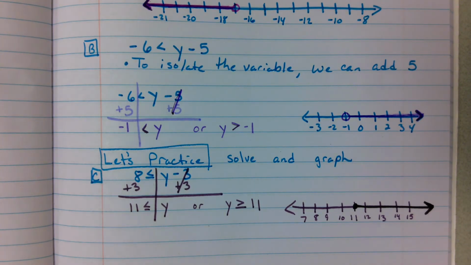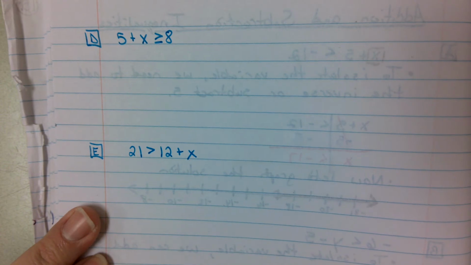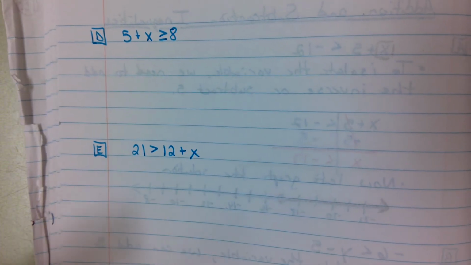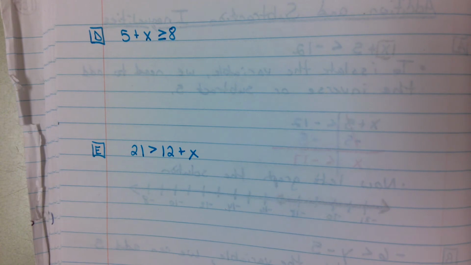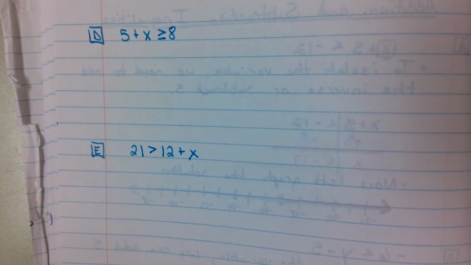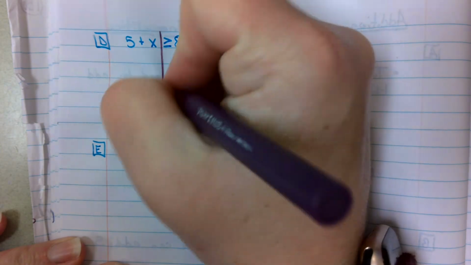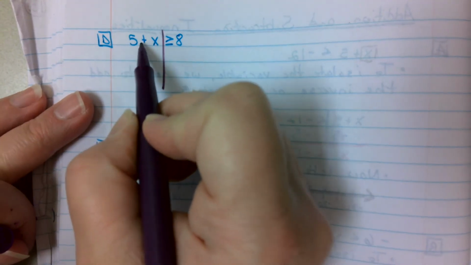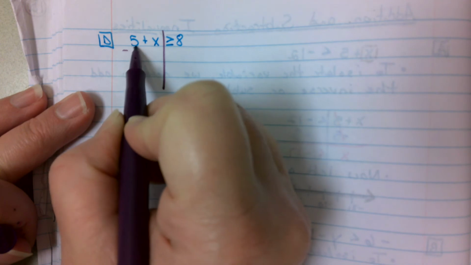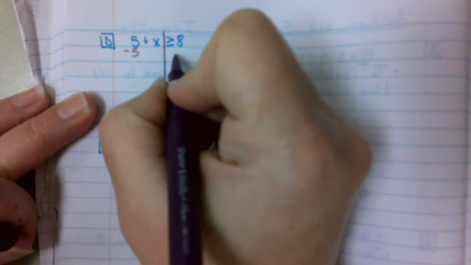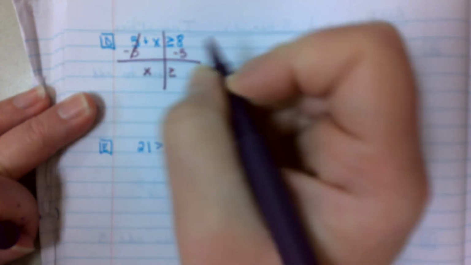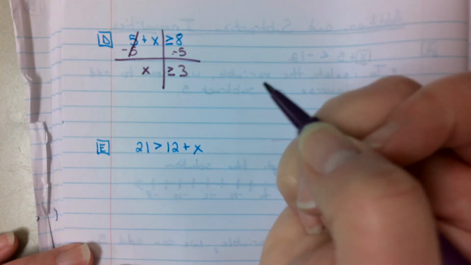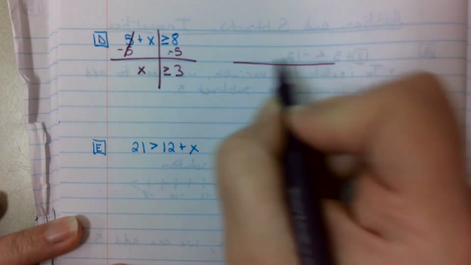All right, let's go work on a couple more. D says 5 plus x is greater than or equal to 8. Go ahead and solve that and graph your solution. All right. So here I have my 5 plus x. To isolate x, I need to subtract 5 because 5 minus 5 is 0. Subtract 5. That's 0. Bring down my x. Greater than or equal to. 8 minus 5 is 3. So then I'm going to graph my solution.